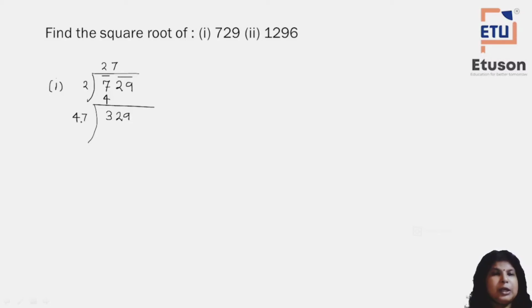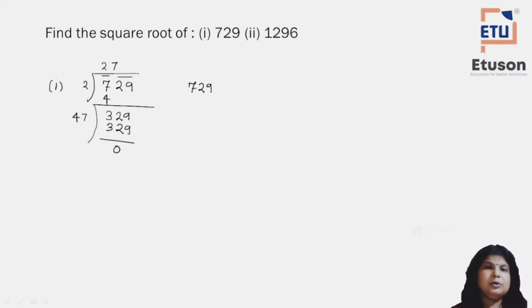So you are exactly getting 329. So remember, whatever the number you are going to fill here, same will be written in the quotient also, and same will be multiplied with the new divisor also. So 47 into 7 is equal to 329, and you are getting your remainder equal to 0. So as the remainder is already equal to 0, no need to go further. So your square root of 729 is equal to 27. Correct, children? Now let us go to the second bit.